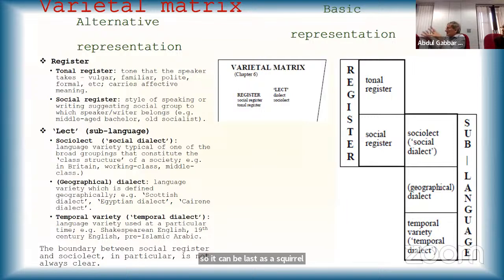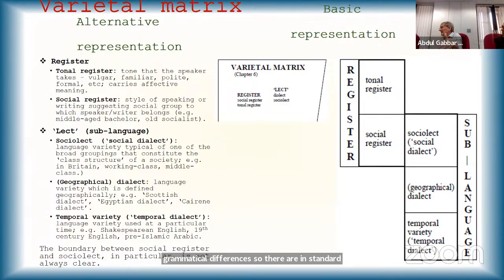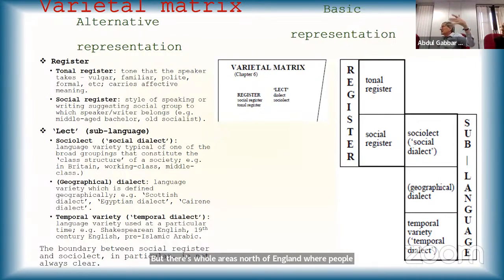So you get some word differences, and you even get grammatical differences. So in standard English, people say the clothes want washing, but there are whole areas of the north of England where people say the clothes want washed. And these differences were much greater 100 years ago, 150 years ago, 200 years ago, but education has really pushed everyone towards standard English.